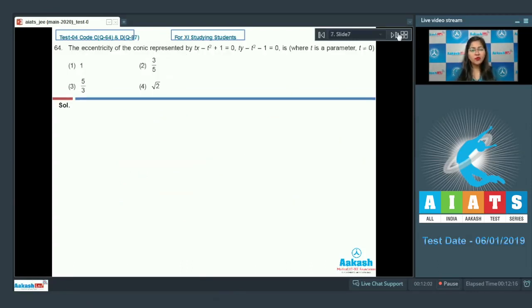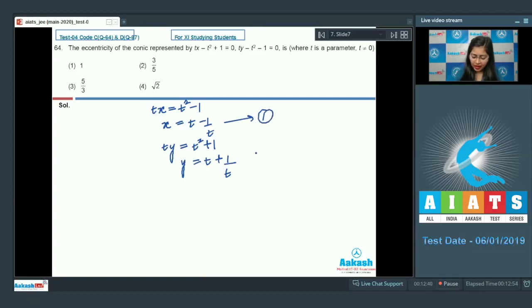Next is question number 64, which says that the eccentricity of the conic represented by tx minus t square plus 1 equal to 0, comma, ty minus t square minus 1 equal to 0 is, where t is a parameter and t is not equal to 0. So here it is given that tx is equal to t square minus 1, that is x is equal to t minus 1 by t. Similarly, we can see that ty is given to be equal to t square plus 1. That is, y is equal to t plus 1 by t.